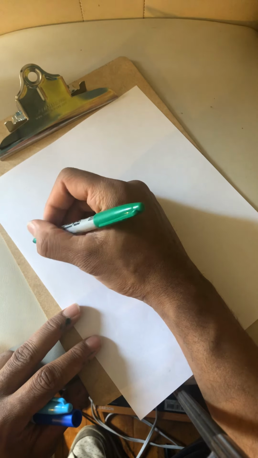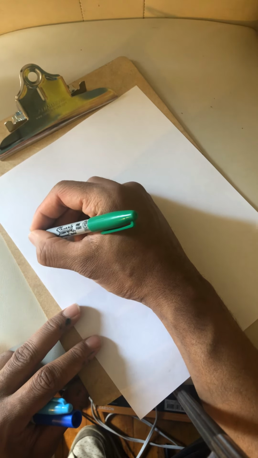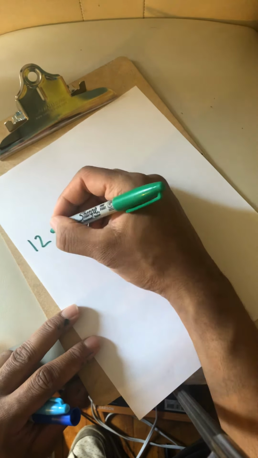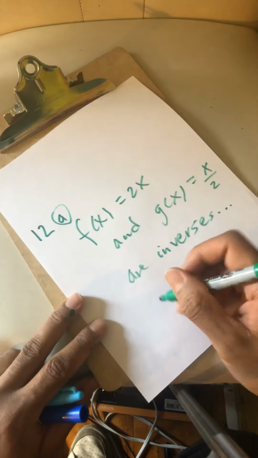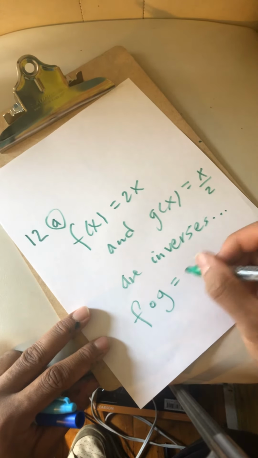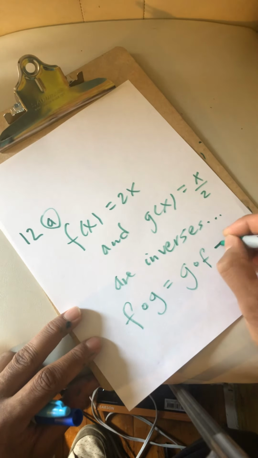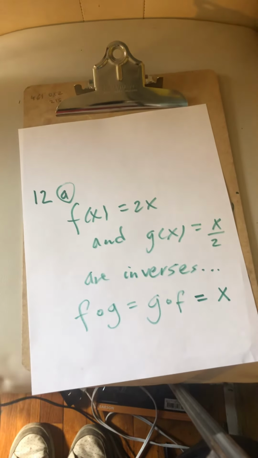Alright, so let's do another example. Let me just write it out. Somebody watching the video needs to see it written out. So what we're saying is that f of x equals 2x and g of x equals x over 2 are inverses. That's what we just showed a while ago. Why? Because f composite g is equal to g composite f, which is in turn equal to x. All right, so that was a proof. Welcome to proof in algebra.